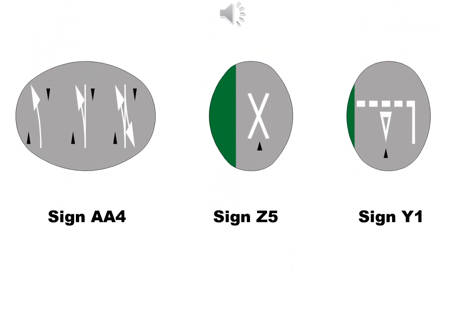Road marking AA4 shows you that a line is going to begin which prohibits you from passing. Road marking Z5 warns you that there is a level crossing with one line ahead. Road marking Y1 shows you that you must yield to all road users and possible trains.